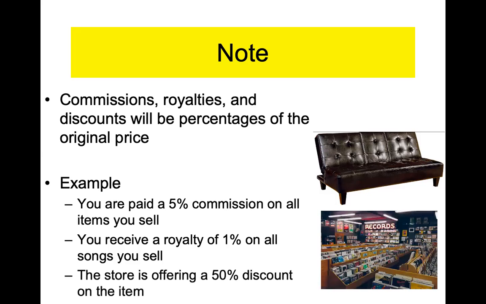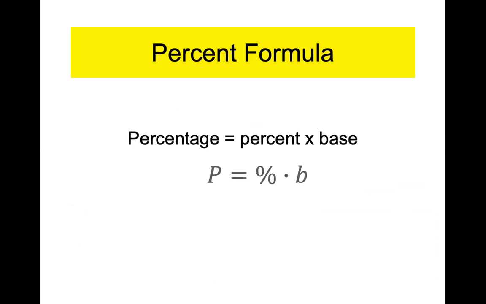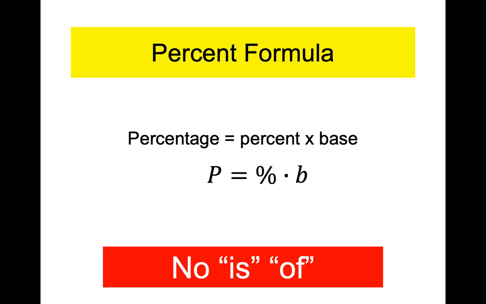And then lastly, you all see, something's 50% off, right? Believe it or not, there's not a new formula for all this. It's our tried and true. We've used this before, except we like to write it like this. This was our is/of formula. It's that formula, except we apply it to commissions, royalties, and discounts. So technically, it's not a new formula. It's the old is/of formula, but there won't be an is or an of.